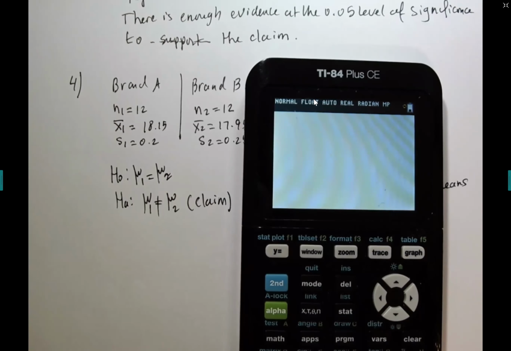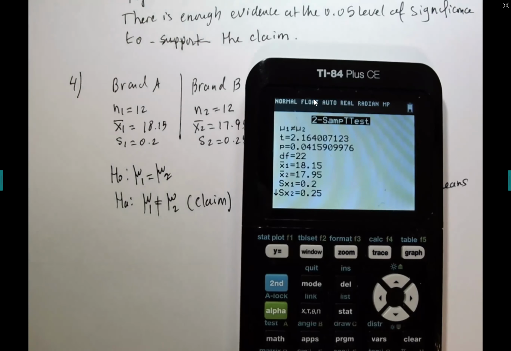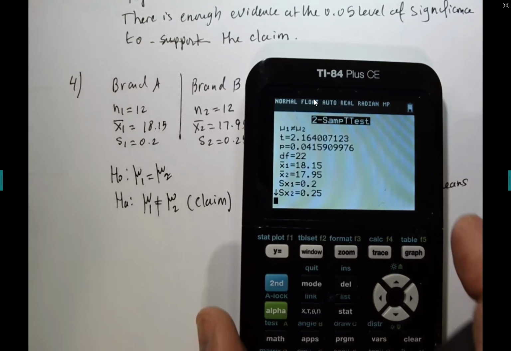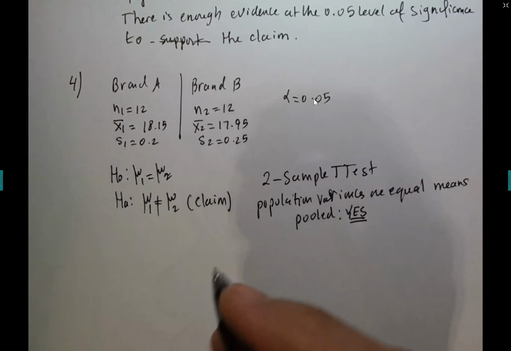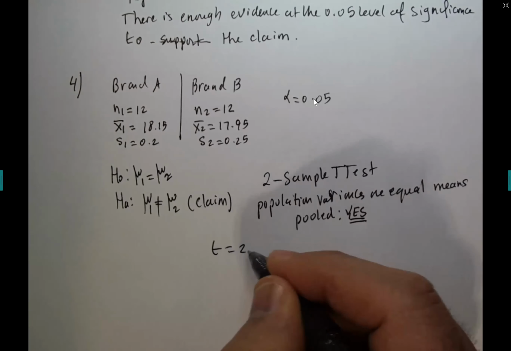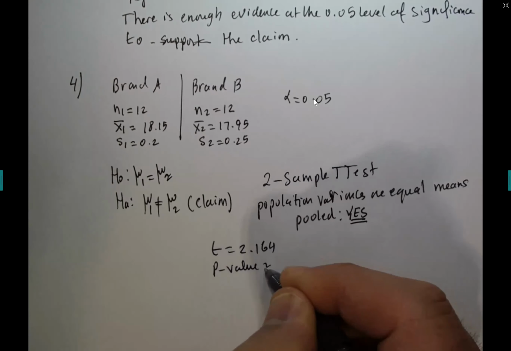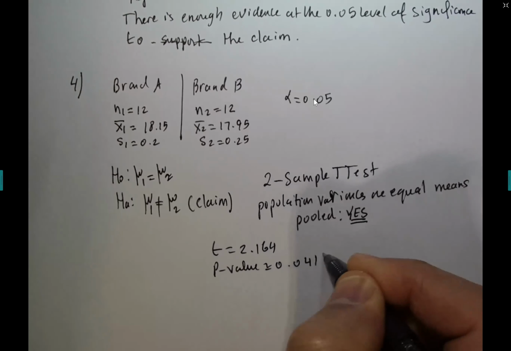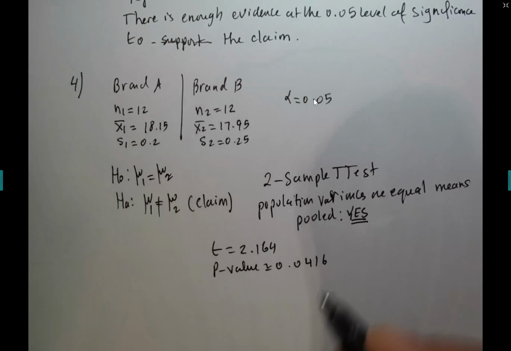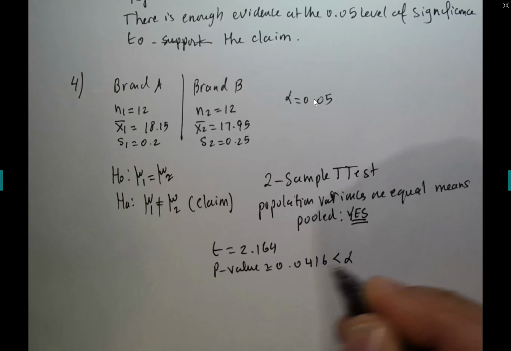Let's hit calculate. So T is 2.164 and the p-value is 0.0416. So guys, let's write them down. T is 2.164. P-value is 0.0416 and less than alpha. So reject H0.